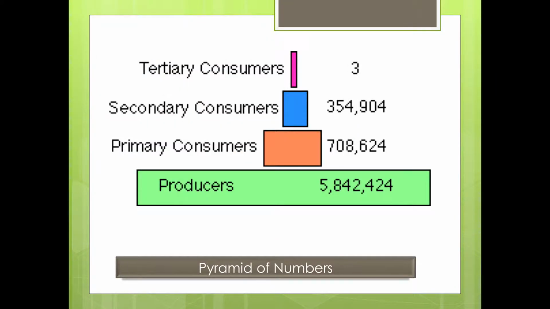You might also see a pyramid of numbers, and this is telling us the actual numbers of organisms. Here we have over 5 million, very nearly 6 million producers to eventually only support 3 tertiary consumers.